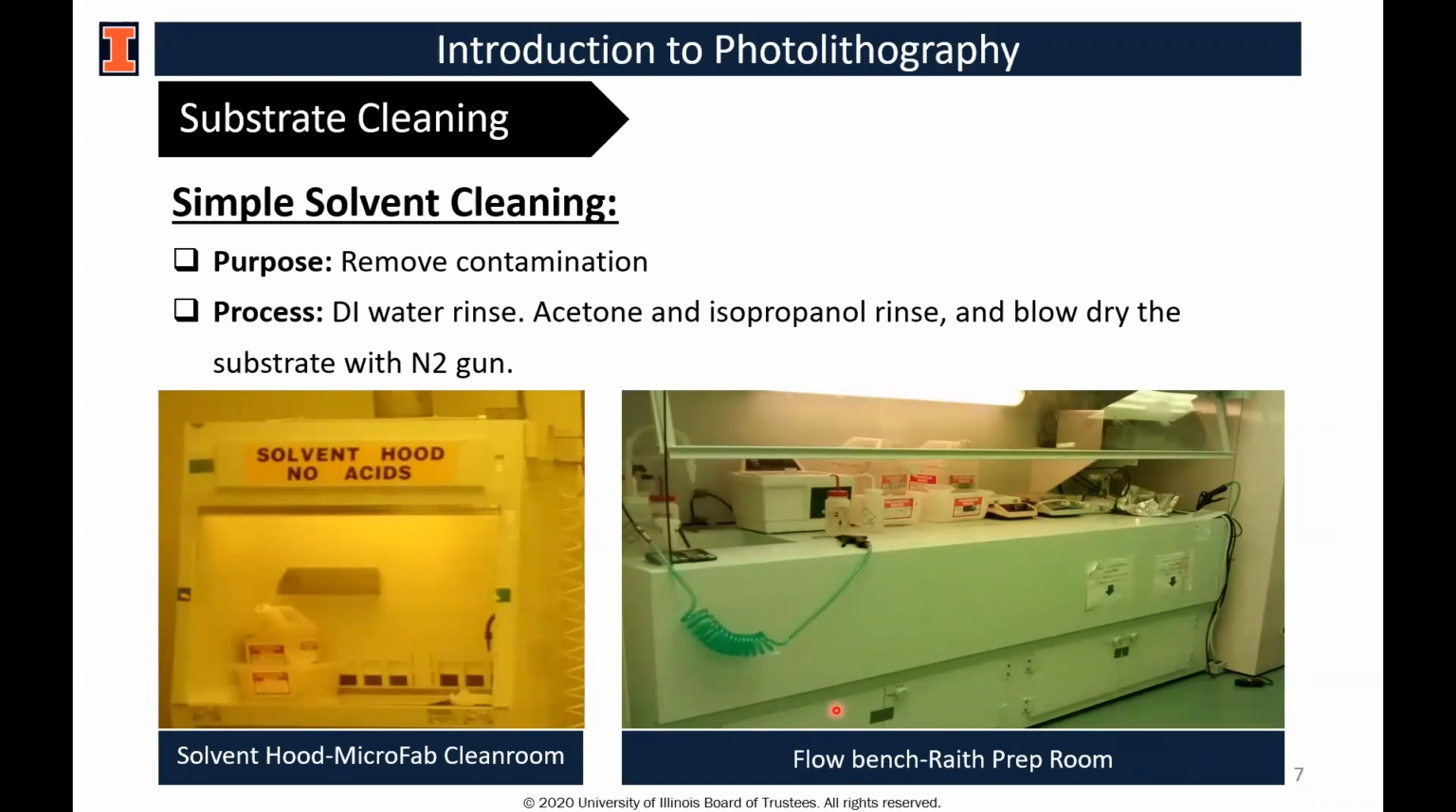First, we rinse with DI water to remove dust and larger particles on the substrate. Then we can rinse the sample with acetone to dissolve organic compounds. Then we rinse the sample with isopropanol alcohol to clean the acetone. Afterwards, we just blow dry the substrate with nitrogen gun. Because of the volatile nature of acetone and the IPA, we do this work in a bench or hood.